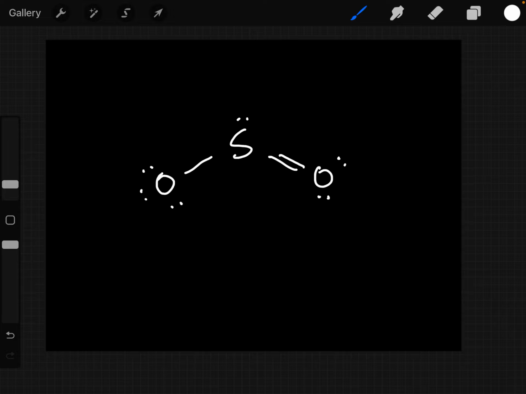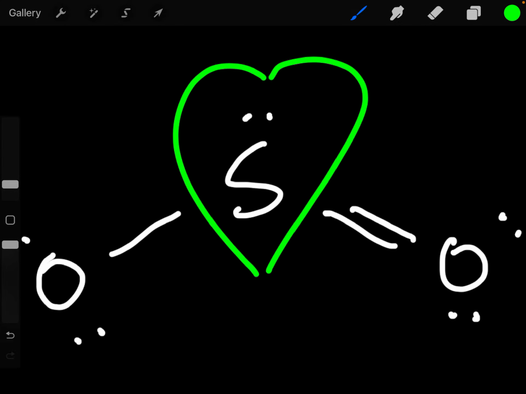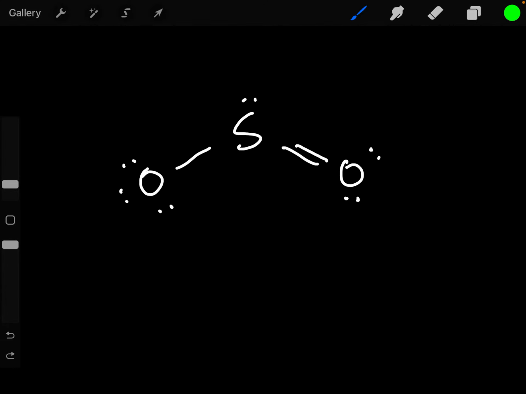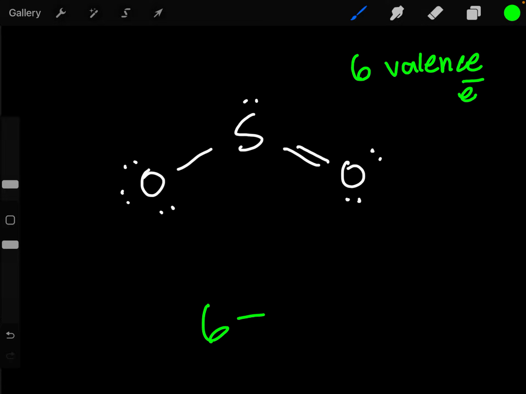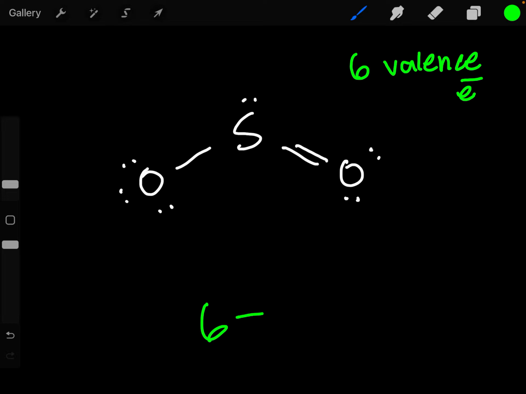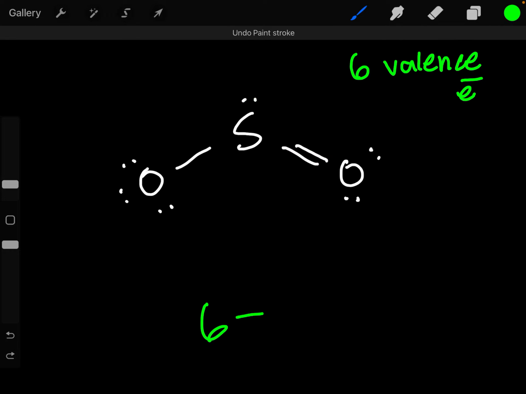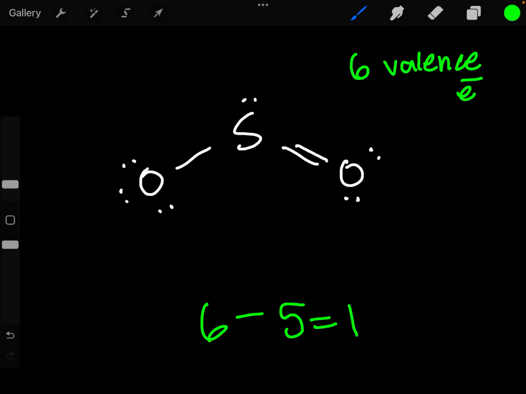Basically, let's first find the formal charge for our lovely little friend sulfur over here. Sulfur has 6 valence electrons. To find its formal charge, we have 6 minus the amount of stuff around sulfur. We have 2 of these things, so 1, 2, 3, 4, 5. So it's 5. 6 minus 5 equals 1. So sulfur has a charge of positive 1.